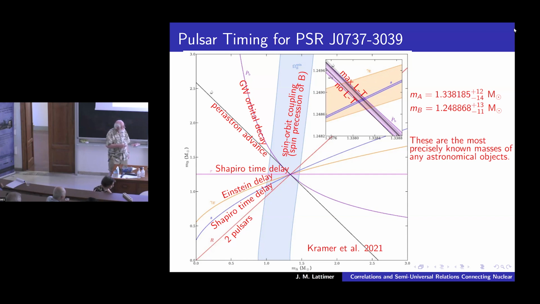But the major ones that we see here are the Einstein delay, the gravitational orbital decay, and so on. And so where they all cross here is the final constraint on the masses. And you can see by the scale that leads to very, very precise measurements of the masses of the two stars in the system. So for astronomy, this is extremely interesting that one can get such a precise measurement of the two masses. And in fact, one can say that they are the most precisely known masses of any astronomical object, including the sun.